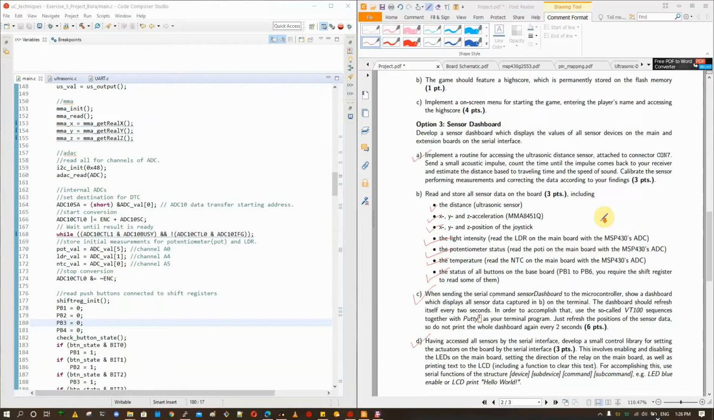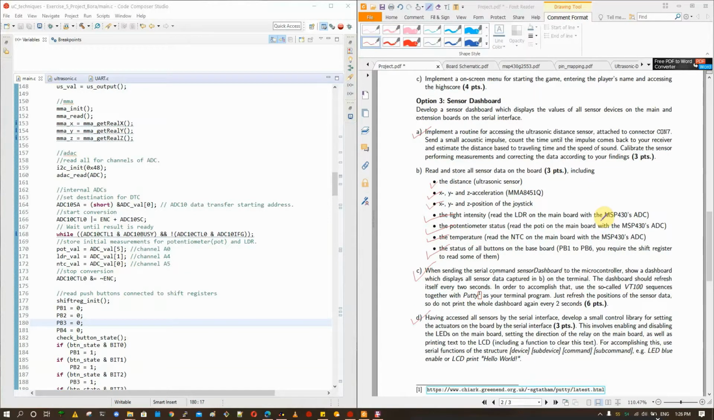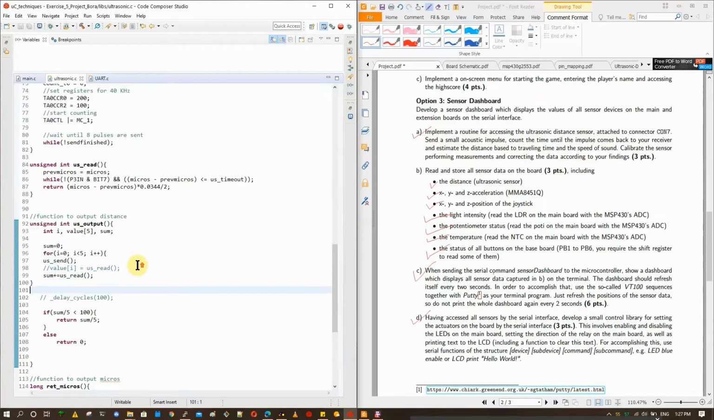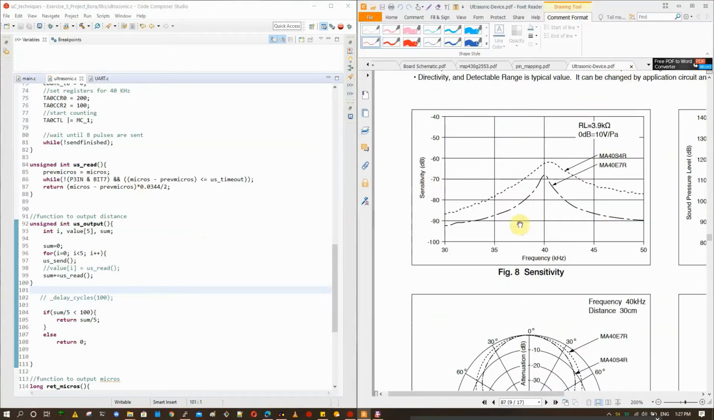Okay, so the first question asks us to implement a library for the ultrasonic sensors that's on board. First of all, it asks us to write a library for the same and also to calibrate the different parameters of the sensor based on the values that we receive. On the left hand side of the screen you can see the implementation of the library of the ultrasonic sensor. Basically we have used 40 kilohertz as the center frequency of the sensor because that is mentioned in the data sheet here on the right. Here we see the 40 kilohertz as the center frequency of our sensor.